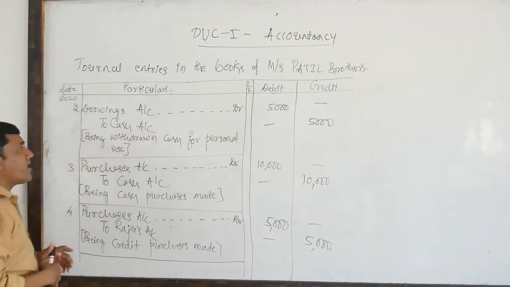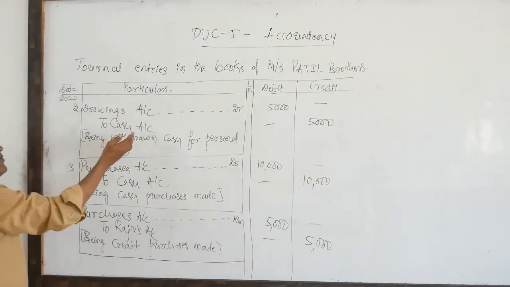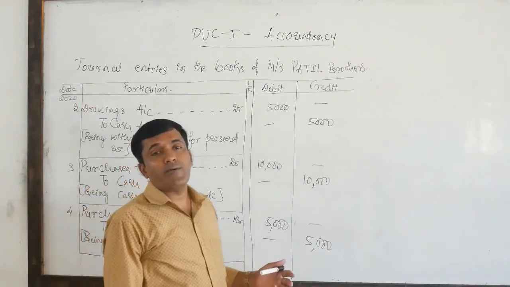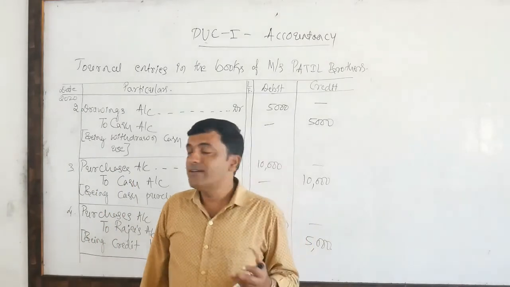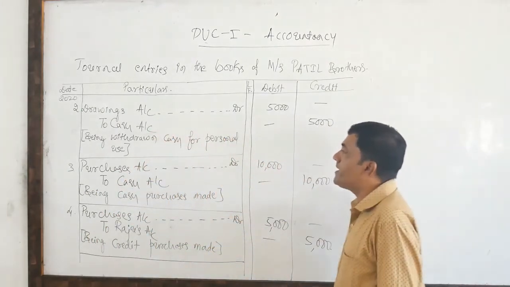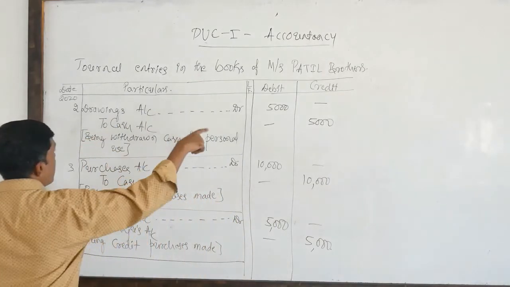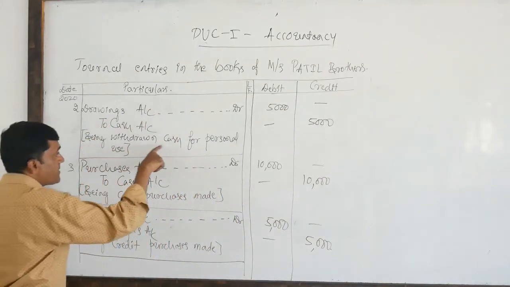So drawings account is debited to cash account. In the reverse form we can also say that cash account is credited by drawings account. So in English grammar you can say activize and passivize. So like that only we can use here. So the journal entry is complete after writing this narration.